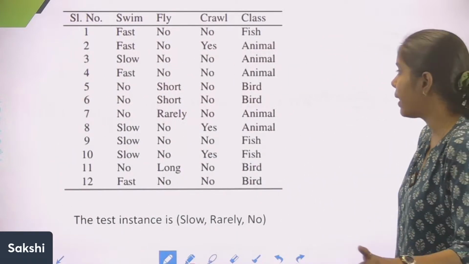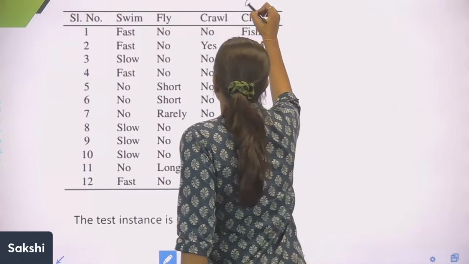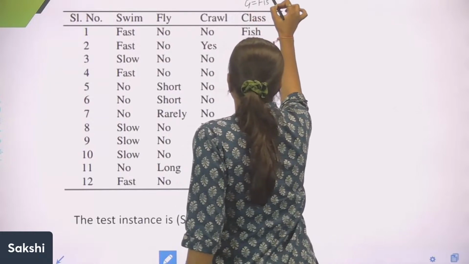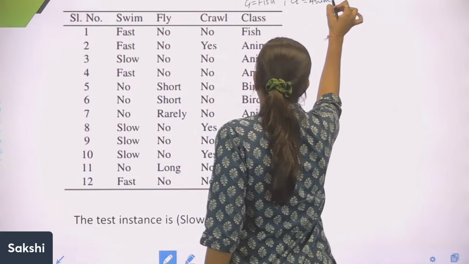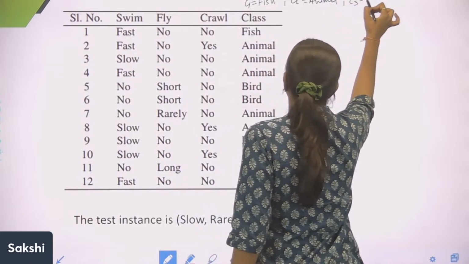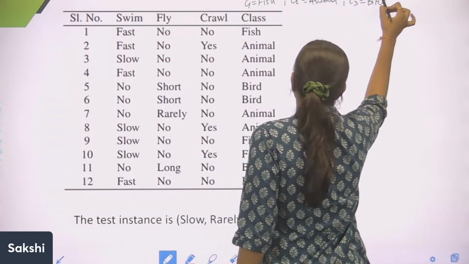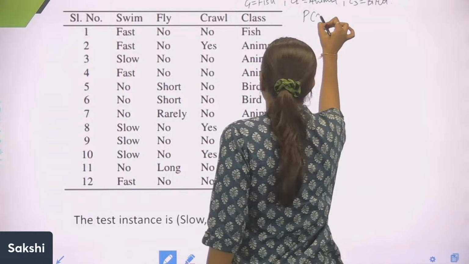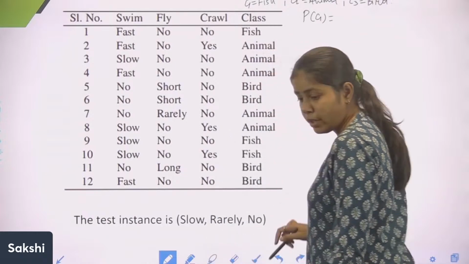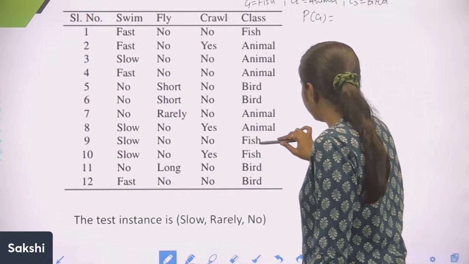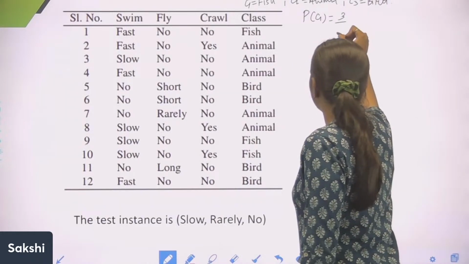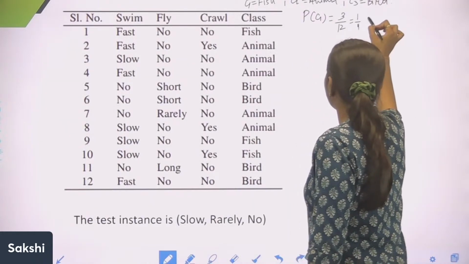So here I have three classes. Let's take C1 as fish, C2 as animal, and C3 as bird. Right? If you would find out probability of C1, what would it be? We have given 12 examples, and out of this, how many fish do I have? 1, 2, 3. I have 3 fish. So 3 by 12 is the probability, that means 1 by 4.